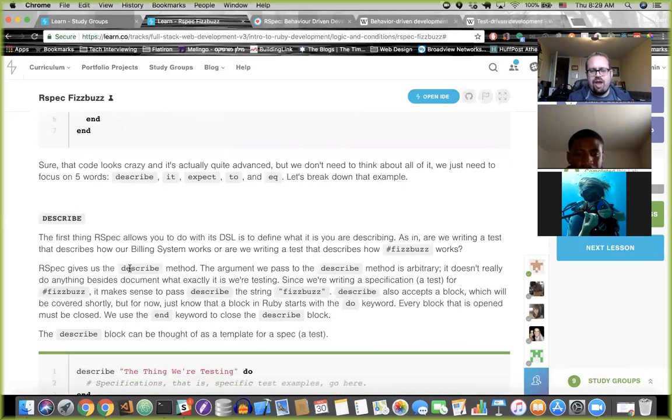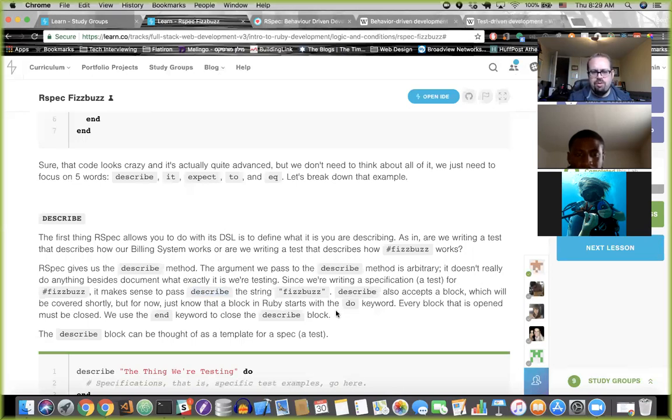RSpec gives us the describe method. The argument we pass the describe method is arbitrary. It doesn't really do anything, right? We talked about that, besides documenting what exactly it is we're testing. Since we're writing a specification, also known as a test, for FizzBuzz, it makes sense to pass describe the string FizzBuzz. It's just arbitrary. It just allows us to remember what we're doing and to help us hone in on our thought process.